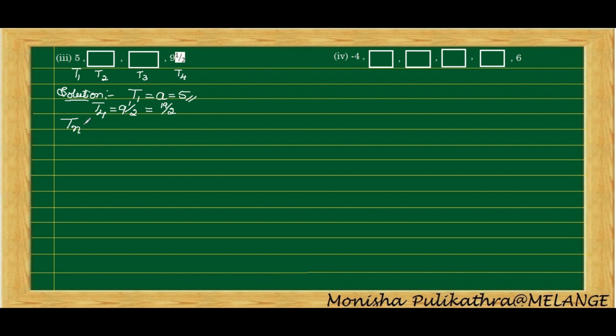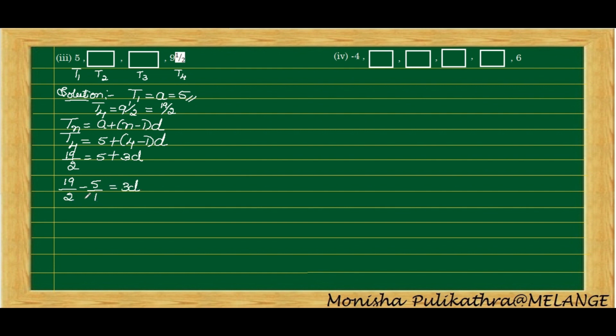Next we need to apply the Tn formula, that is A plus n minus 1 into D. So instead of Tn we need to write T4. T4 is equal to A is given, A is 5, plus n is 4 minus 1 into D, we need to find out. So instead of T4 we write the value of T4, 19 by 2. Okay, 19 by 2 is equal to 5 plus 4 minus 1 is 3D. In the next step we need to shift this 5 to the left hand side. So 19 by 2 minus 5, so minus 5 by 1 is equal to 3D.